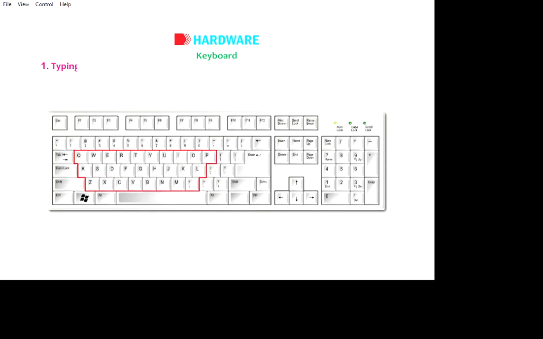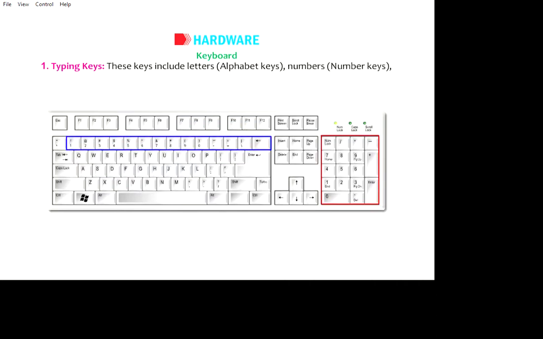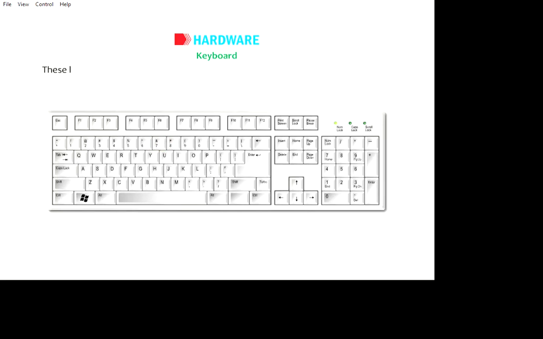Number 1. Typing keys. These keys include letters, alphabet keys, numbers, number keys, punctuation, full stop, comma, semicolon, colon, single quote, double quote, and special symbols like plus, minus, dollar, etc. These keys also include the shift, caps lock, space bar, backspace and the tab keys.